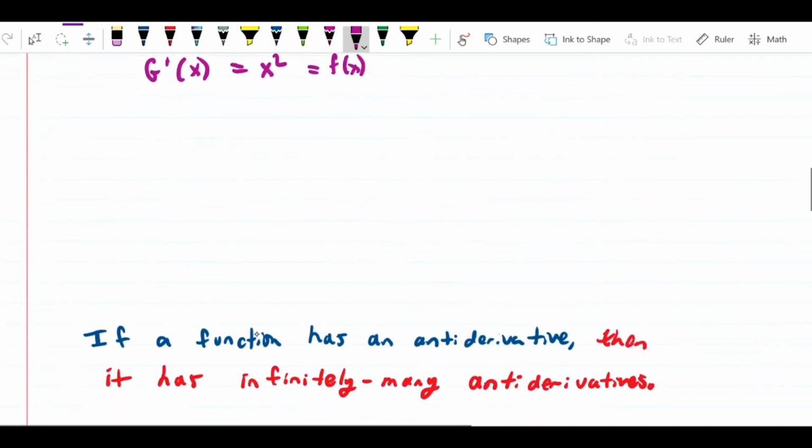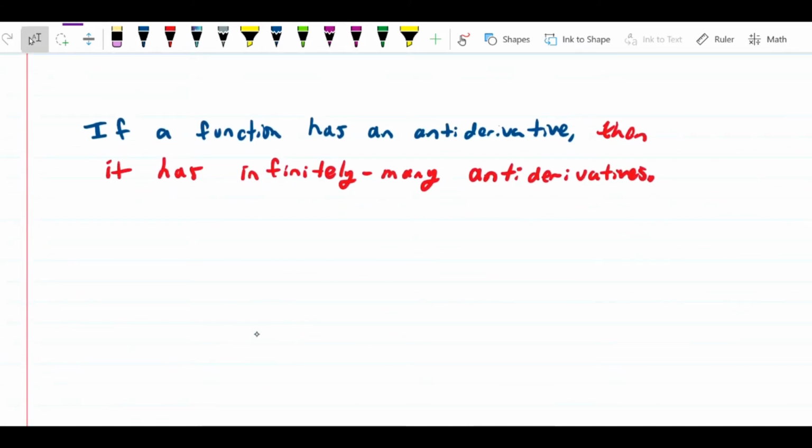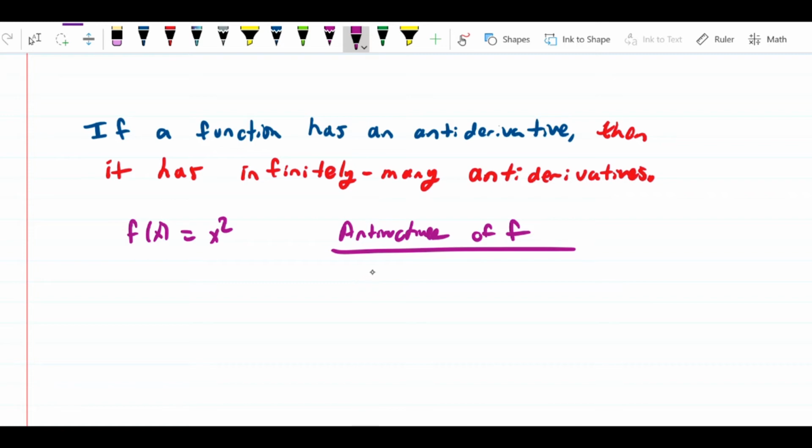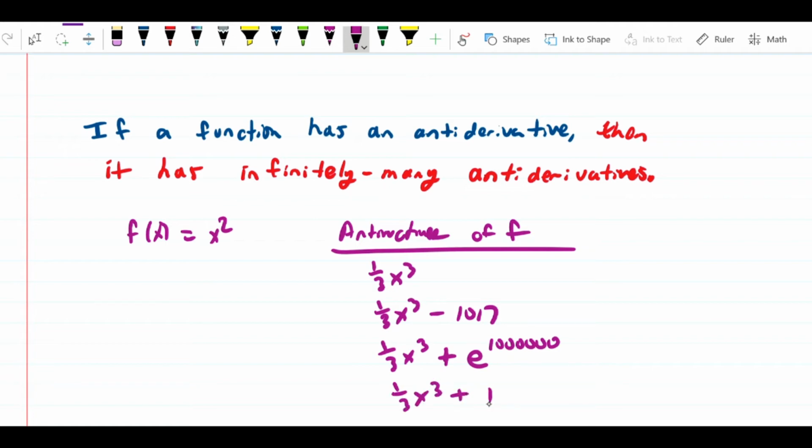So that brings us to this principle. If a function has an antiderivative, then it has infinitely many antiderivatives. Because, once again, if f of x is equal to x squared, then some antiderivatives of f would be 1/3 x cubed. We already saw that. 1/3 x cubed minus 1017. 1/3 x cubed plus e to the 1 million. More commonly, as an example, we'd write 1/3 x cubed plus 1, but you know by now that I don't like common examples. I always like hyperbolic ones.